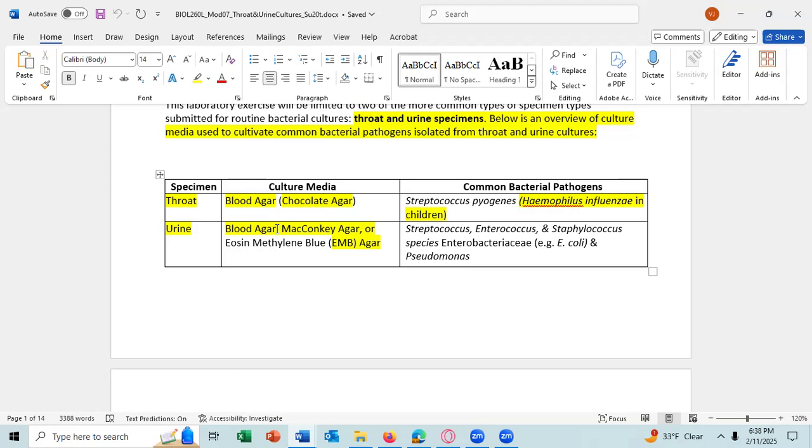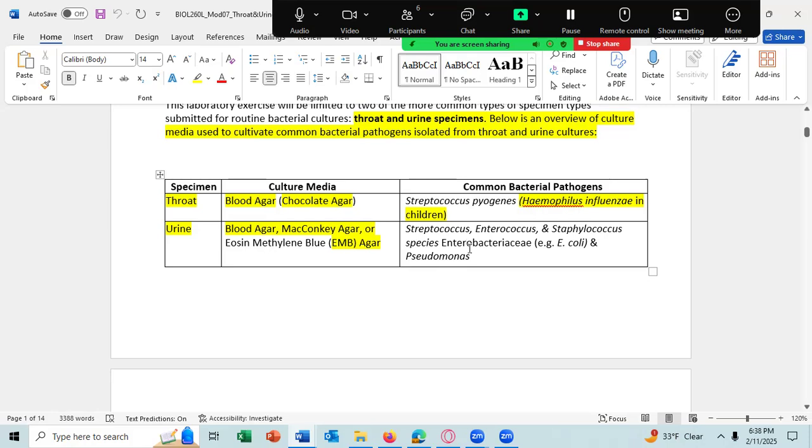We use blood agar and MacConkey's or EMB because most of the pathogens obtained from the urine are gram negatives, and that's why we use MacConkey's agar or EMB. But some of the pathogens are gram positives, and to get them, you have to grow them on blood agar or some other media. So some of the pathogens we find from urine cultures, like a urinary tract infection, are Streptococcus, Enterococcus, and Staphylococcus, and all three of these are gram positives.